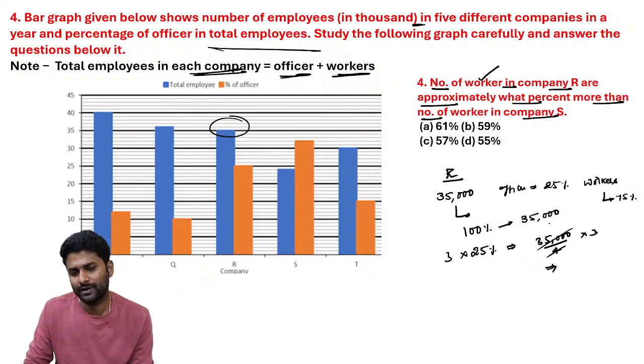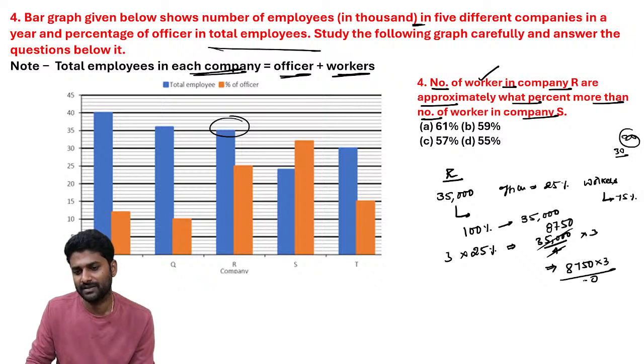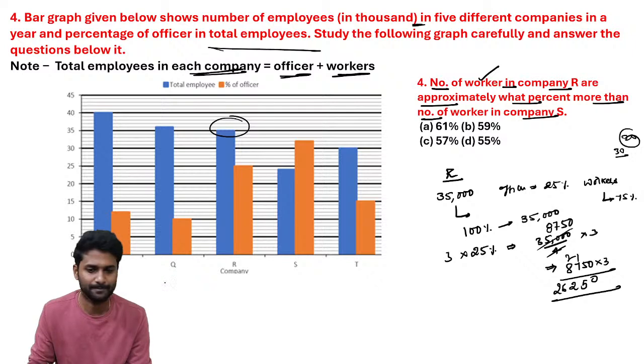Now see, 4 into 8, 32. We have 30. 4 into 7, 7 fours 28. We have 20. So 4 fives, 8750. 8750 is multiplied by 3. 0, 5 threes are 15, 7 threes are 21, 22, 8 threes are 24. The value is 26,250.